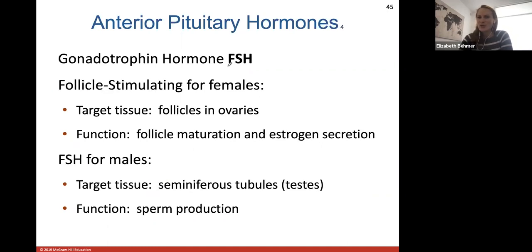Another gonadotropin hormone is follicle stimulating hormone. In females, it targets the ovaries to mature the follicles to turn into eggs, as well as helping with estrogen secretion. And follicle stimulating hormone for males acts on the seminiferous tubules to help with sperm production. To help you remember, it stimulates the production of follicles, which will be the eggs in the ovaries or sperm in the males.